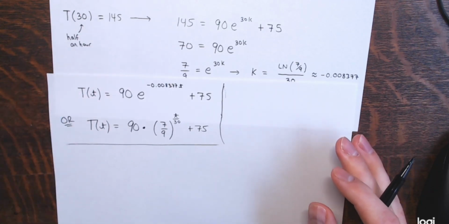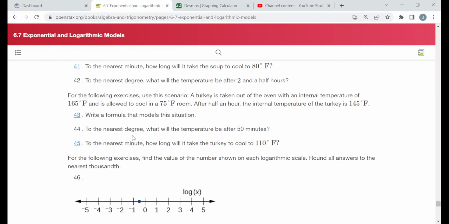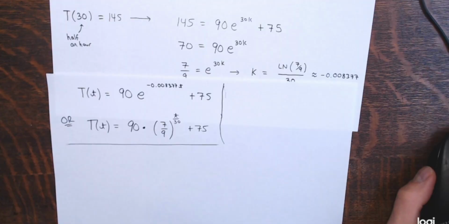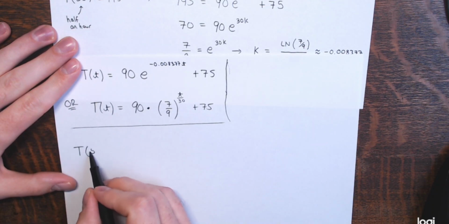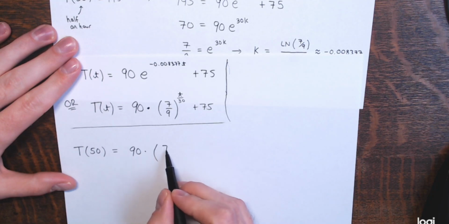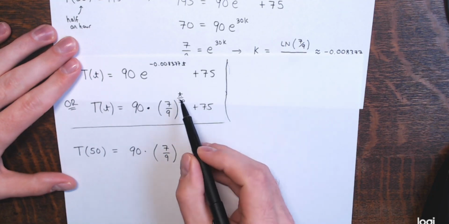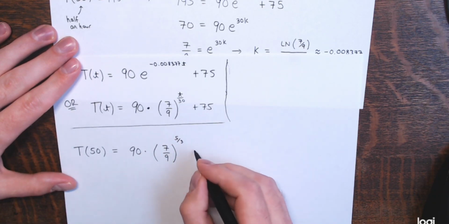All right, then exercise 44. To the nearest degree, what will the temperature of this turkey be after 50 minutes? Again, I'm glad I used time in minutes, so now I can just plug in 50. I don't have to convert this to hours. So after 50 minutes, what's T of 50? Well, that would be 90 times 7/9. Now 50 divided by 30 is 5/3, so the power on that would be 5/3, and then plus 75.